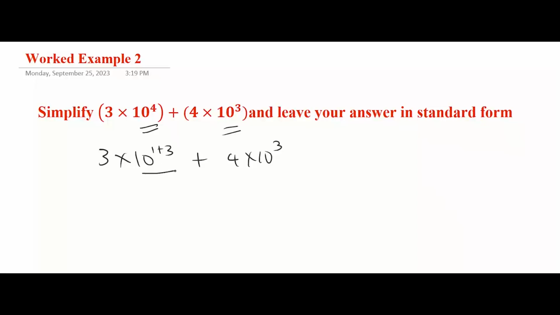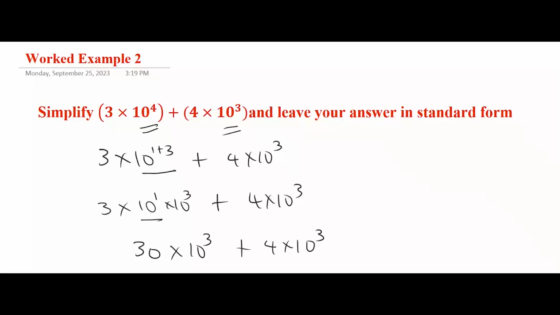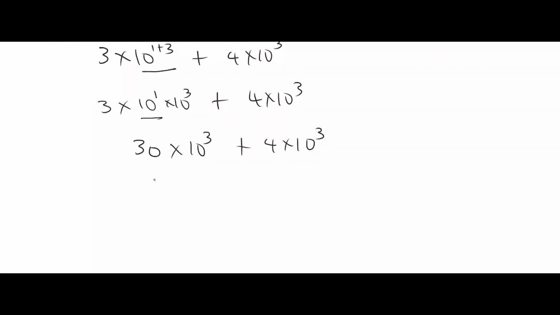Then the next thing we need to do is to write this in indices. So that will be 3 times 10 to the power of 1 times 10 to the power of 3. That is multiplication of indices, and it will surely give you this. So add 4 times 10 to the power of 3. Okay, 10 to the power of 1 is 10. 10 times 3 is 30. Then times 10 to the power of 3. Add 4 times 10 to the power of 3. So what you have here is now pretty simple. You just have to factor out 10 to the power of 3. So here we have 30 add 4, then times 10 to the power of 3. So this will give you 34 times 10 to the power of 3.